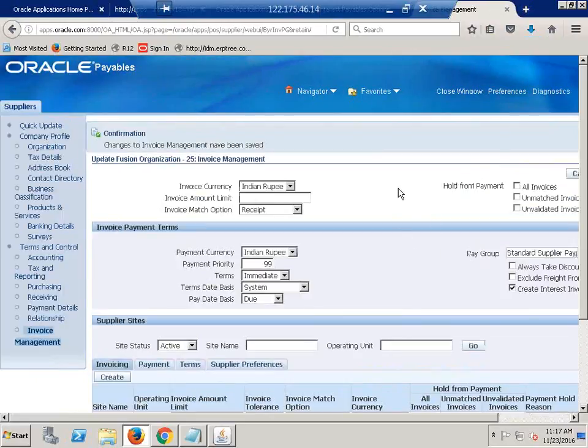Sir, could you please explain the point once? When you enable create interest invoice, how can it appear in all sites? Because it is at the supplier level, it is applicable for all sites automatically. That's how they built the logic. Okay, fine. Then what is the next step?